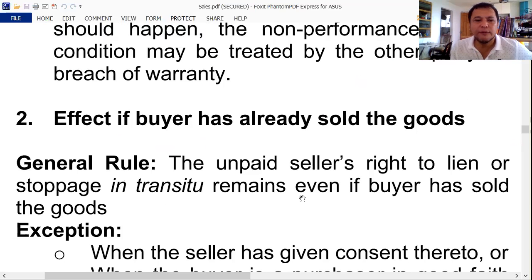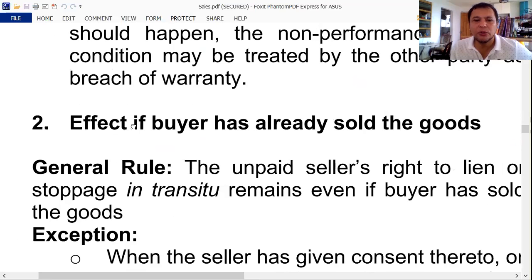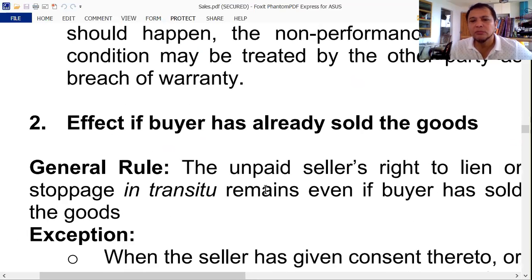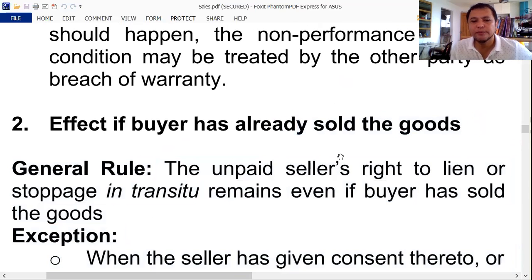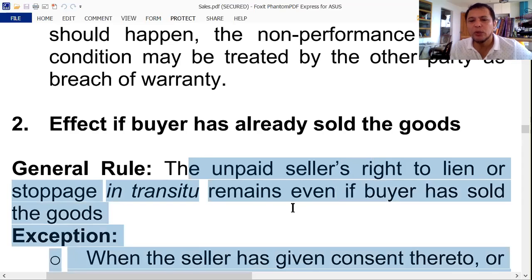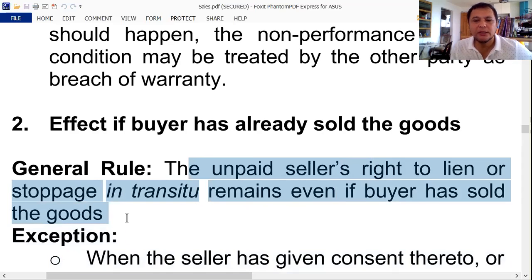Another condition, if the buyer has already sold the goods. So, we have a problem here. The buyer has already sold the goods. Then the general rule, the unpaid seller's right to lien or stoppage in transitu remains even if the buyer has sold the goods to another person. So the stoppage in transitu, meaning in transit, the goods are still in transit to another person, then the seller can stop it.